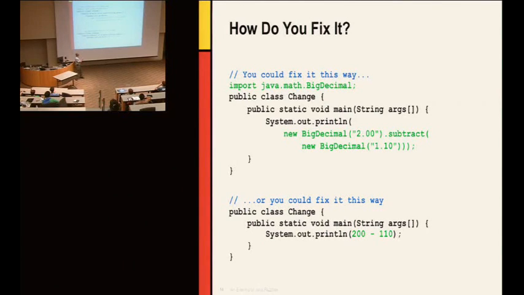You could just say, let's use pennies. Let's print 200 minus 110. Do it all in integers, and it'll print out 90. Once again, it keeps track of the precision, but it doesn't print the decimal point for you. But these both get the correct answer. And this one runs much faster and is arguably less ugly.